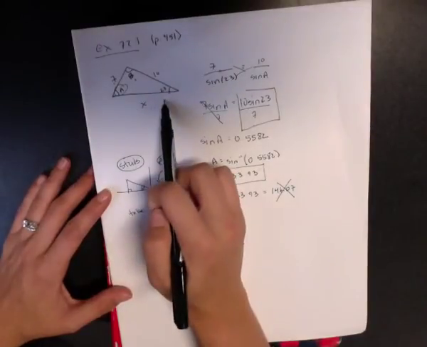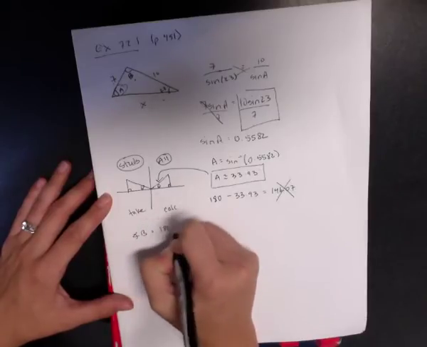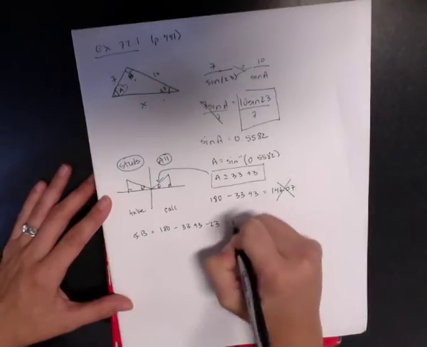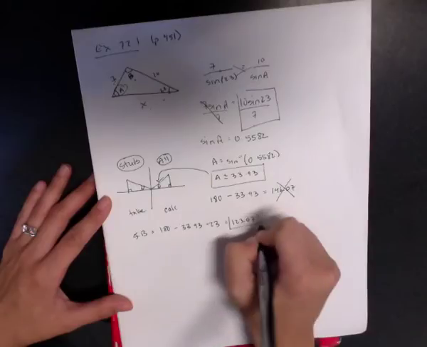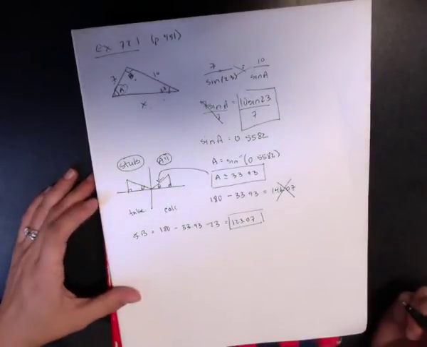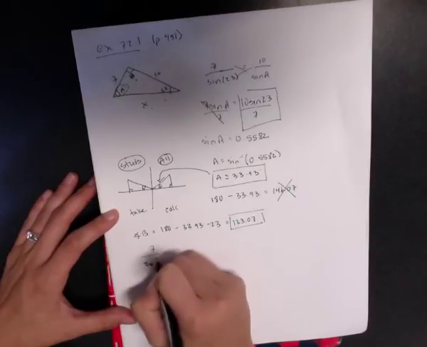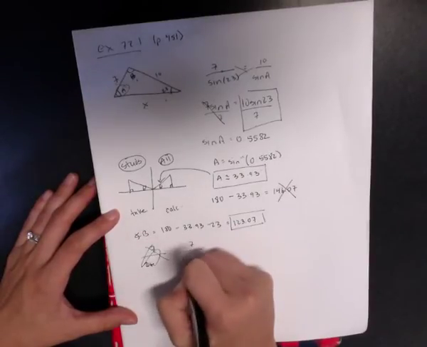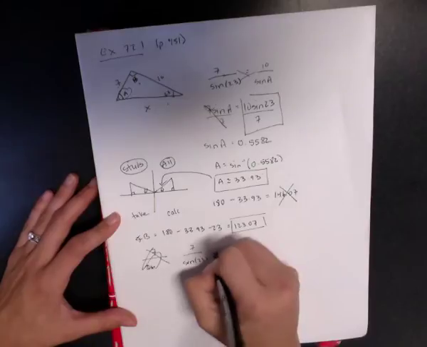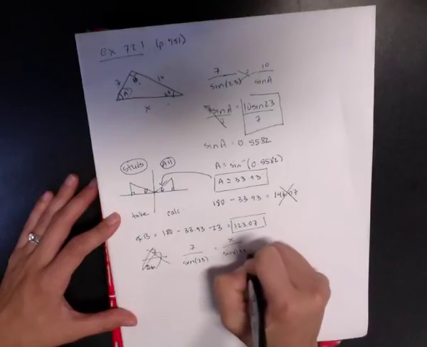Now, if we know angle A and we know 23, we can solve for angle B by saying it's 180 minus angle A minus 23, which gives me that B is 123.07 degrees. And I can solve for X because I can use my law of sines and say again 7 over sine of 23 equals X over the sine of 123.07, right?